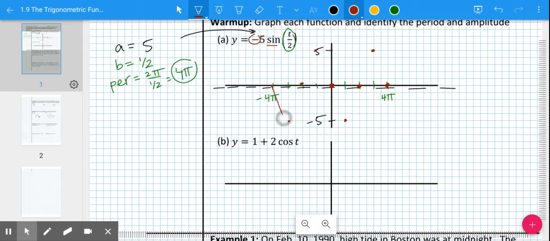And I'm just going to go ahead and graph this function. Now, part B will have some other information. We'll leave that for you guys to try later. We're going to go ahead and skip to example 1 now.